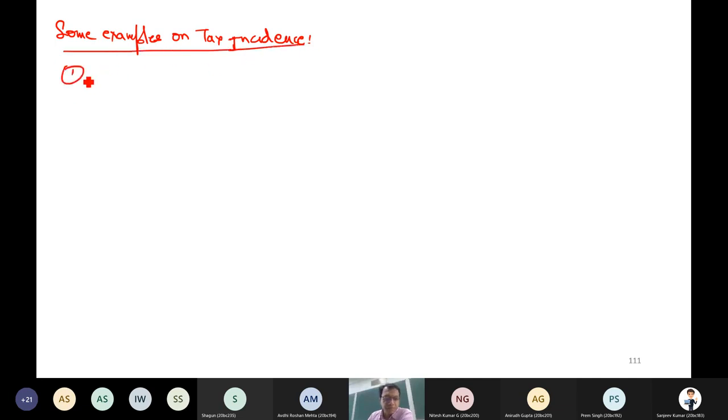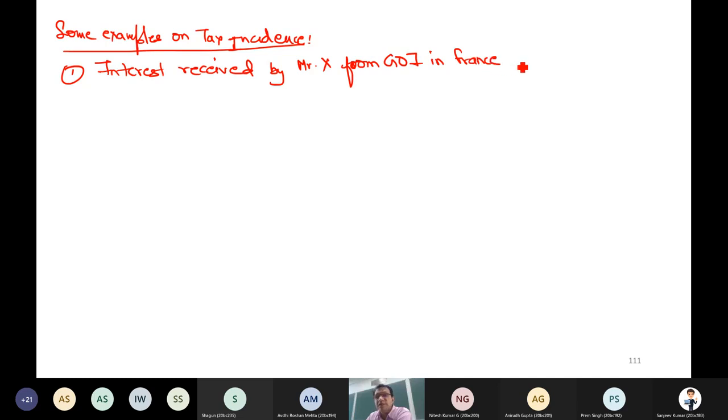So my first example is interest received by Mr. X from government of India, but in France. So I'm receiving it in France. Can you tell me the taxability of rupees 5 lakh? What about the taxability if I am ROR or NR or RNOR? What is the taxability? Can anyone tell me?